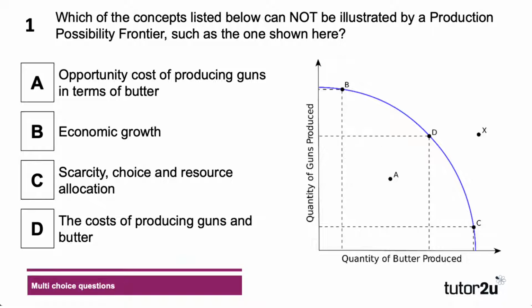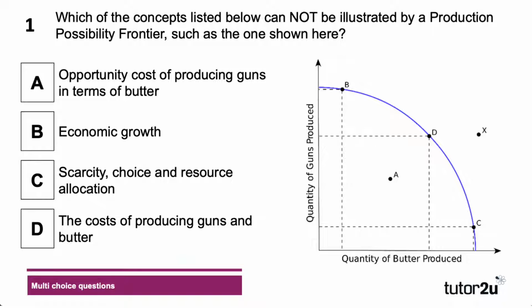So the first one here, we've got an illustration of a production possibility frontier, which is showing the quantity of guns produced and the quantity of butter produced. Which of the concepts listed below cannot be illustrated by that PPF? Okay, so we've got 4 economic concepts listed for you. You have to decide which one cannot be illustrated by a PPF. So 3 of them can be, 1 of them can't. Which is the one that can't?